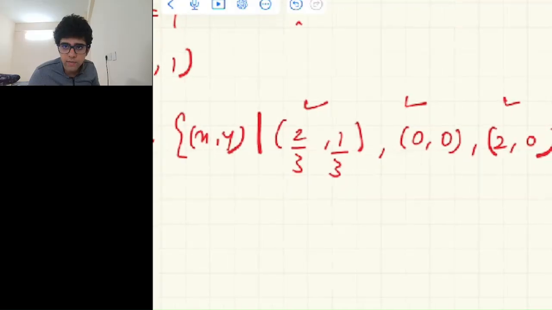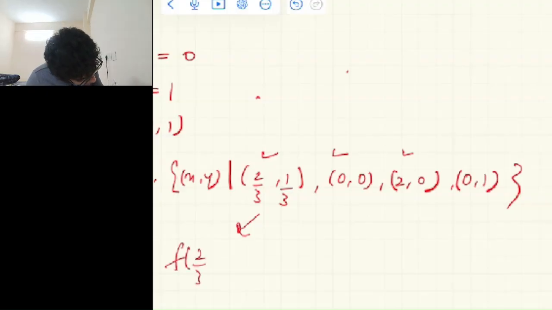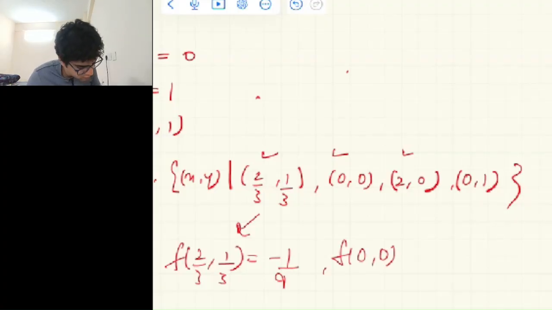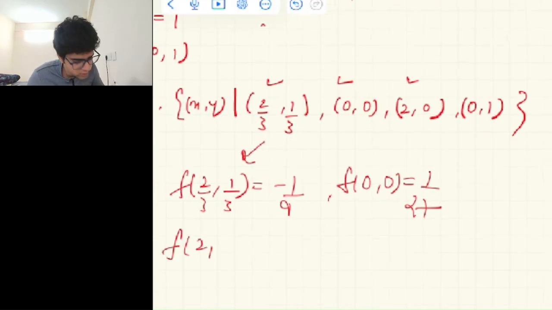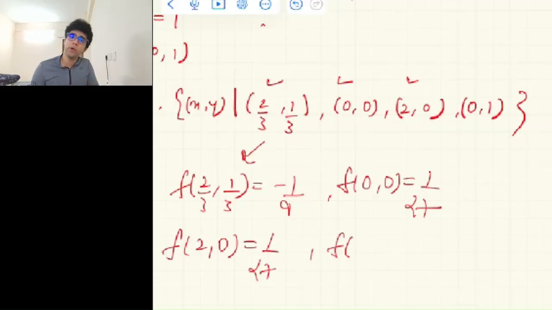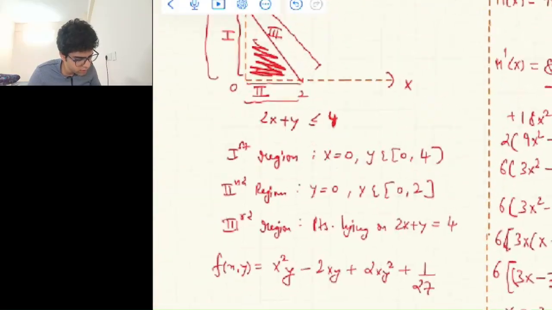Here, if I just check the value at different points, we already know, we were given, that the function at (2/3, 1/3) becomes minus 1/9. This was given to us. F at (0, 0) gives me 1 upon 27. F at (2, 0) gives me 1 upon 27. F at (0, 1) would again give me 1 upon 27.